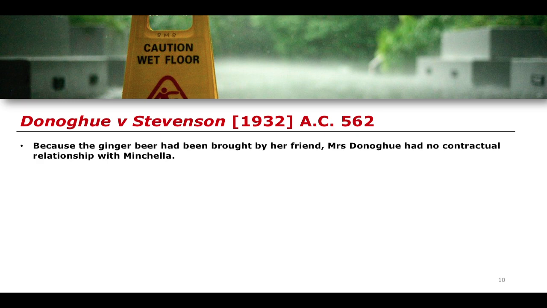In addition to this, the Minchella were as in the dark as anybody else because they had not inspected the bottles, nor could they have been reasonably expected to inspect the bottles. Because they were opaque bottles, they just assumed that everything was okay when they sold the bottle to Mrs. Donoghue's friend. So even if there wasn't this issue of no contractual relationship with Minchella, let's say it was Mrs. Donoghue who had purchased the bottle of ginger beer, it is unlikely that Minchella would have been liable anyway, given that they were not reasonably expected to check every single bottle, which would involve opening and then resealing them, especially when the bottles were opaque and you couldn't see what was inside.